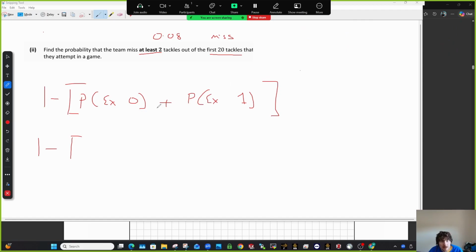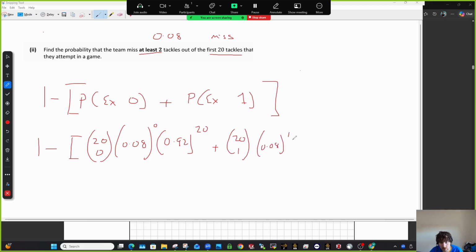So we want to get exactly 0 misses. So that's our Bernoulli trial. So what this is here, in 20 attempts, we want 0 successes, right? And we class a success as a miss, right? So this is exactly 0 misses. So 0.08 power 0 and then 0.92 power 20. And we add that to getting exactly 1 miss, and that's 20 choose 1 times 0.08 to the 1 times 0.92 to the 19. So it's a really important question, this kind of thing, you want to get.